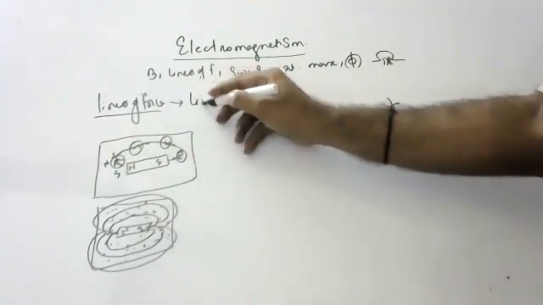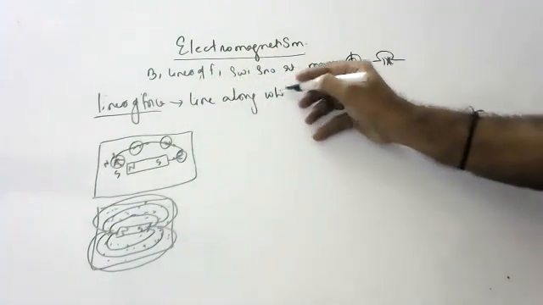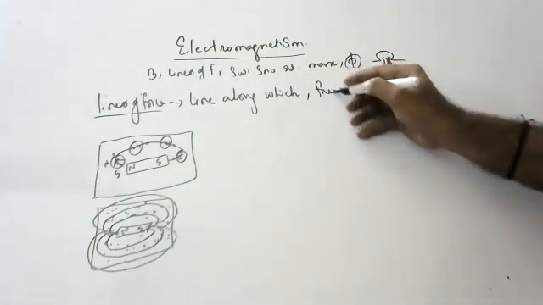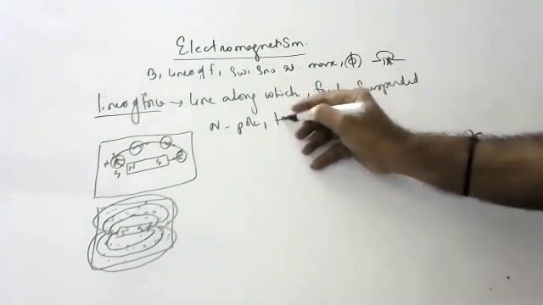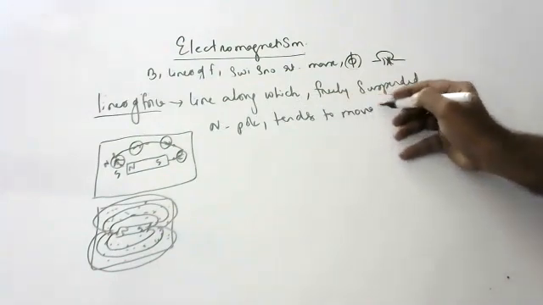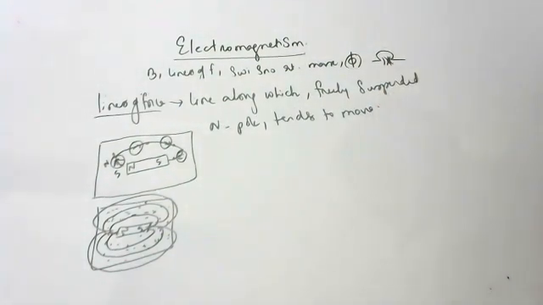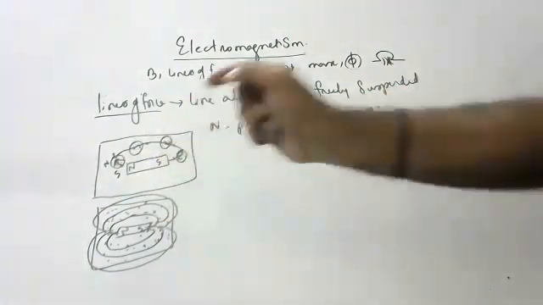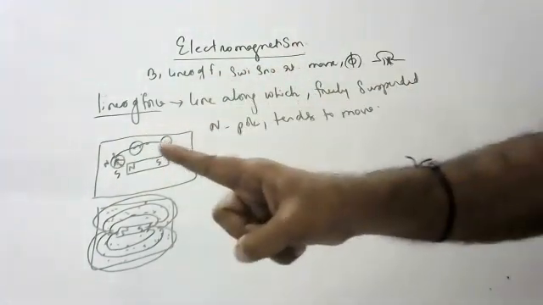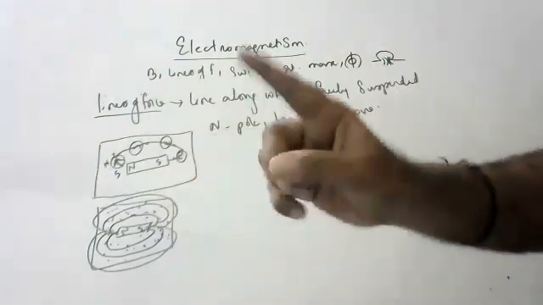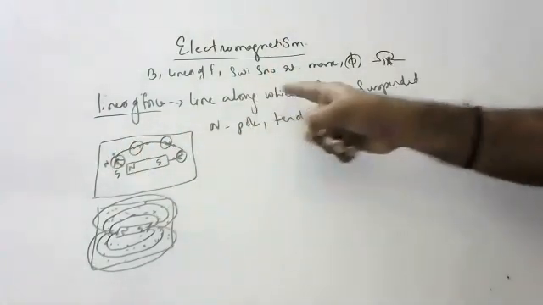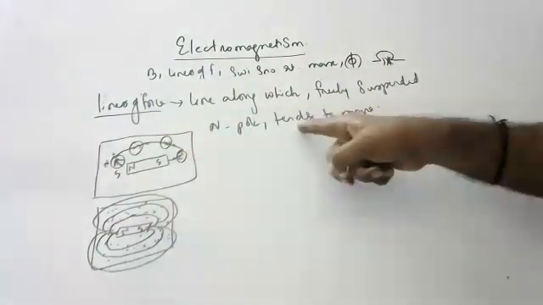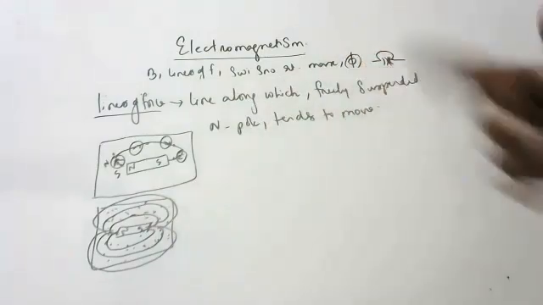So line of force is defined as the line along which a freely suspended north pole tends to move. Tends means tries to move. Wherever the north pole of the compass, which we keep freely, is indicating the direction, we put dots and join them. That's why a line of force is defined as the line along which a freely suspended north pole tends to move.